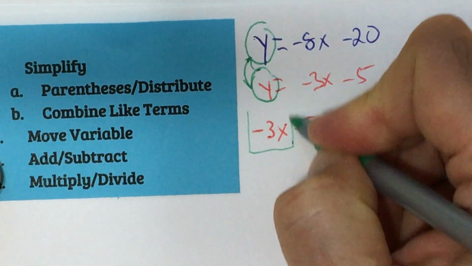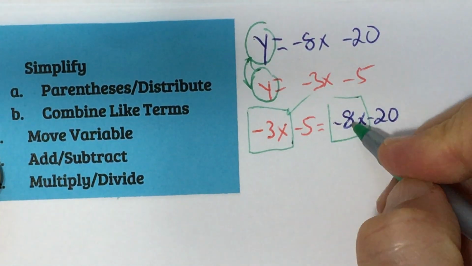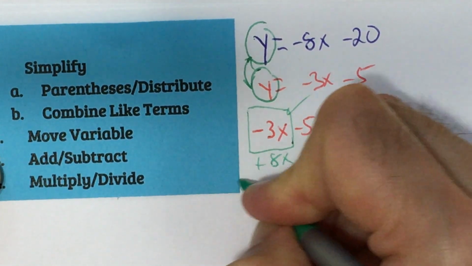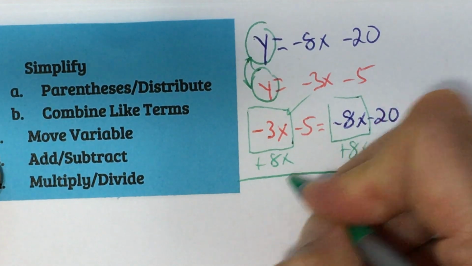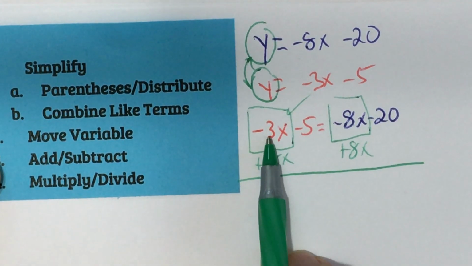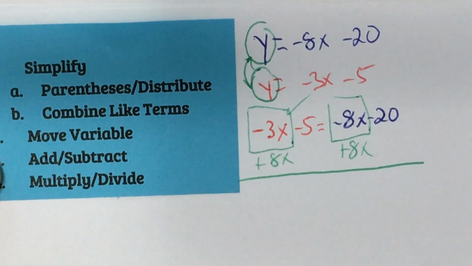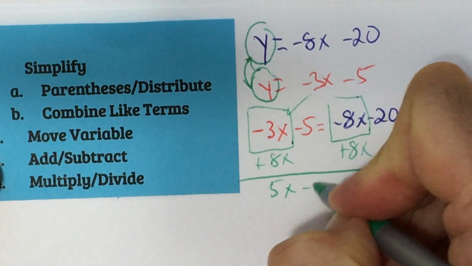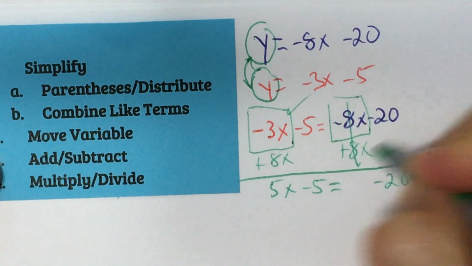Here are my variables. This one's more positive, so I want to get rid of this one. Plus 8x. Plus 8x. Negative 3 plus 8. And notice how I put the 8x under the 3x instead of under the 5, because I want to put like terms next to each other. So this becomes 5x minus 5 equals negative 20. These are gone.